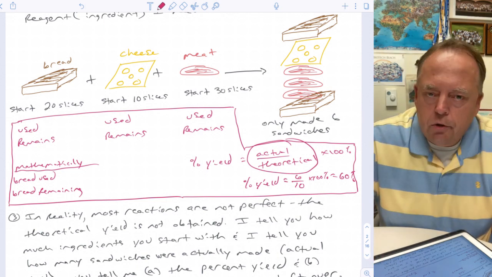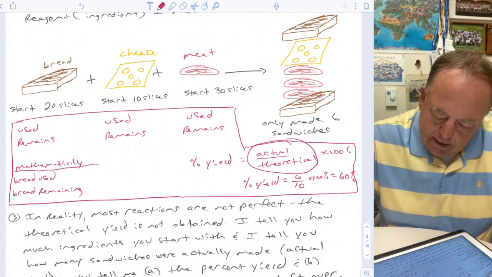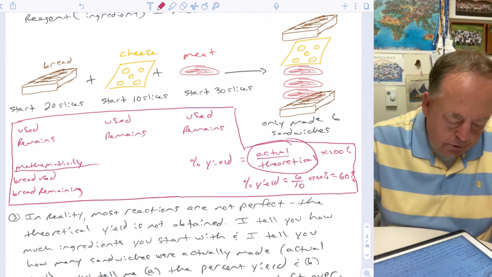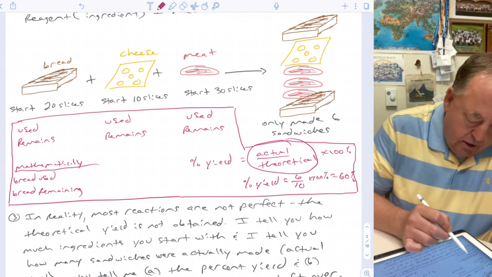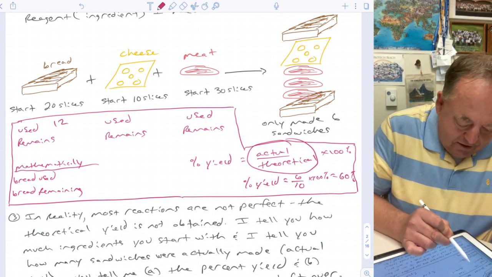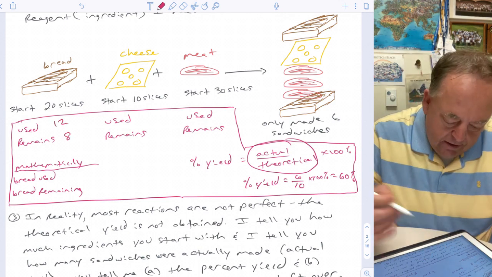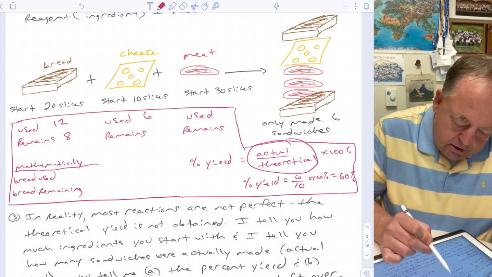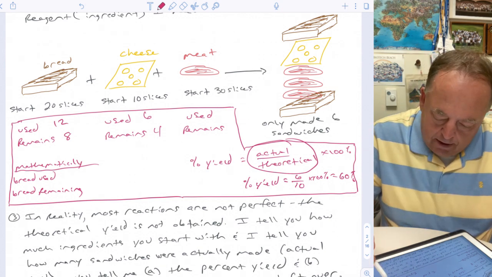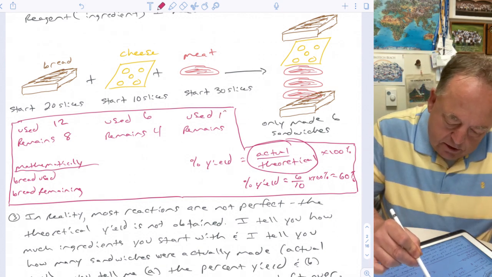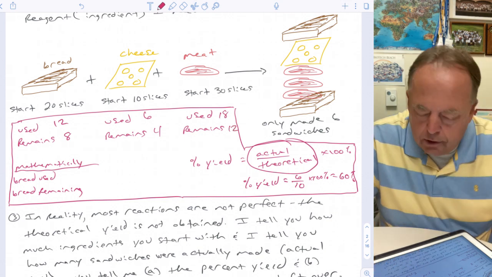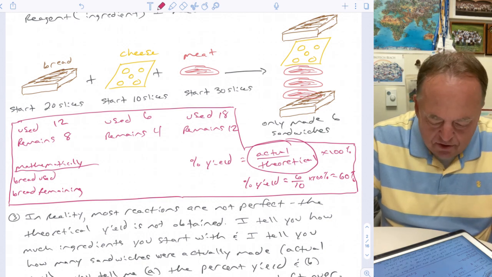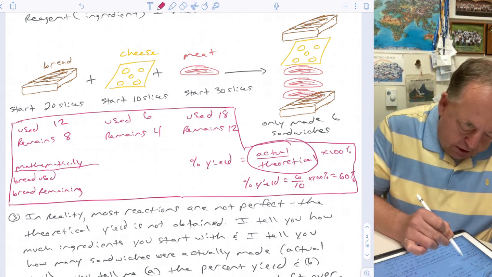That would be another stoichiometry question. If you only got a 60% yield, we can do the math pretty easily. If you made 6 sandwiches, then how many slices of bread did you use? Well, you must have used 12, right? So how many is left over? 8. If you started with 10 slices of cheese, then you use 6, and there would be 4 left over, right? And 6 times 3 would be 18 slices of meat used, and so you would have 12 left over, right?